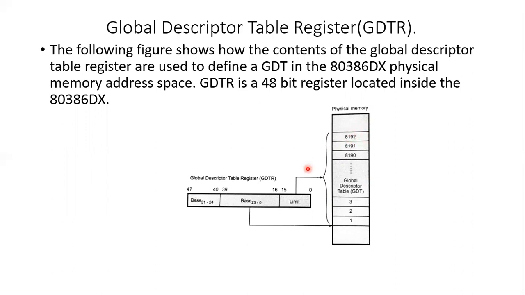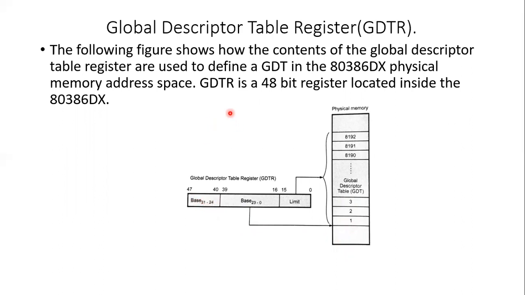8192. So what is the limit over here? From number 1 to 8192, so the curly bracket is given over here. 8192 is nothing but the limit. Fine. So what is the base address? The first byte of the first entry in the table is nothing but the base address. Suppose the base was over here, then this was the base address of the descriptor table. And this is the remaining address part.